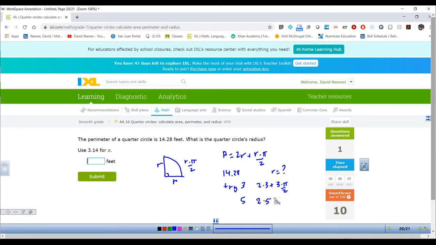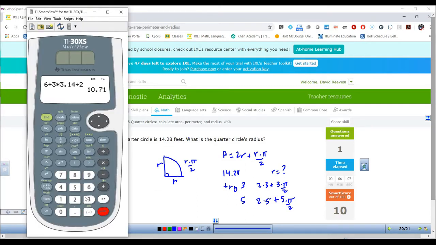Because I'm putting a 5 right here, plus 5 times pi divided by 2. 2 times 5. So here we go. We're going to go 2 times 5. Can we put that in? 10? You know 2 times 5 is 10, right?